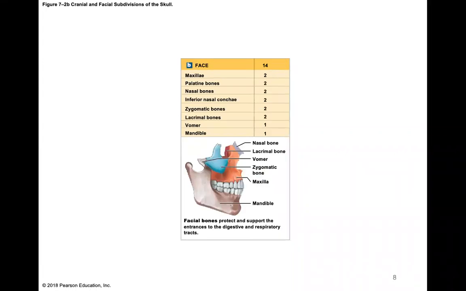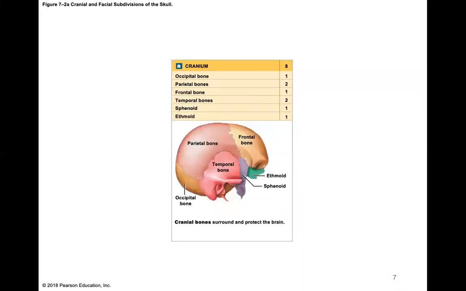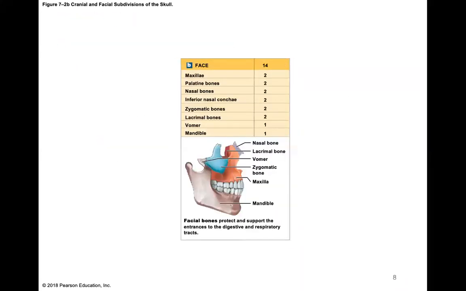Looking at the facial bones, you're going to have two maxilla, and it appears as one structure, but it's actually two bones fused together. Two palatine bones, again fused together, two nasal bones, two inferior nasal concha, two zygomatic bones, a single vomer, and a single mandible. Out of the 22 bones that make up the skull, the mandible is the only movable bone out of all 22.